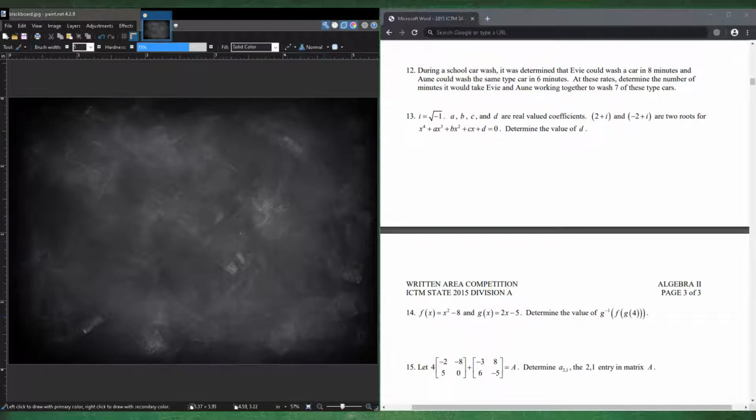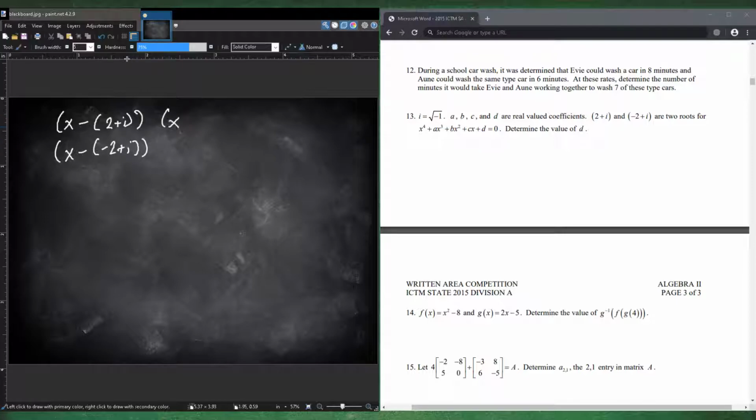13. I equals square root negative 1. A, B, C, D are real value coefficients. 2 plus I and negative 2 plus I are two roots for this quadratic formula. Determine the value of D. So we need to find the constant term. So basically, since they say it was real value coefficients, that means they had to have complex conjugates as its roots. So we already know these exist, negative 2 plus I, right? So we know those two exist. So we need two more.